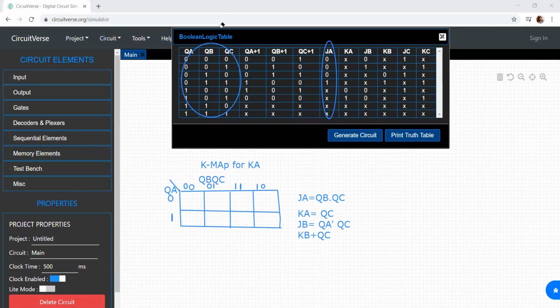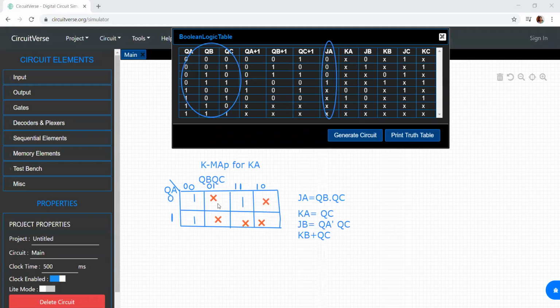Now, if you can see for JC, let us write down the values for JC. It is 1, don't care, 1, don't care, 1, and all others are don't care. Now, how will you simplify this?